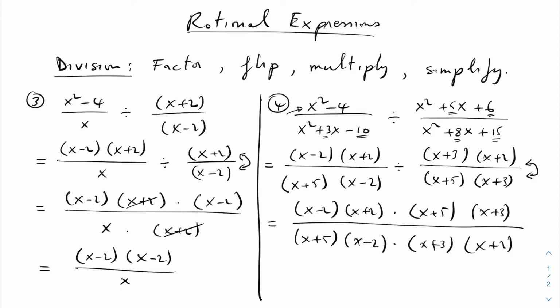We have x minus 2 here and x minus 2 cancel. x plus 2 is gone. x plus 5 is gone. And x plus 3 and x plus 3 is gone. This is, well, didn't see this coming. But anyway, this turns out to be just the number 1. And so we're done here.